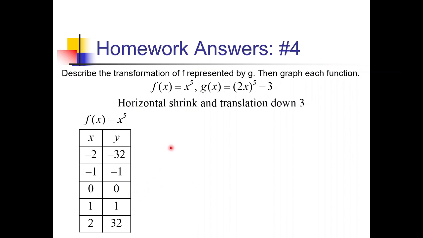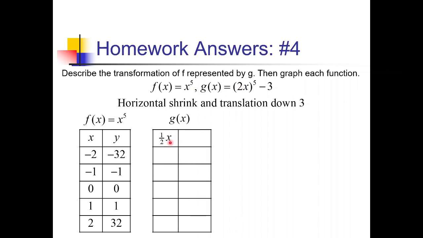So let's transform this now. For my rules, since I'm shrinking horizontally, this 2 means that I'm actually multiplying my x values by the reciprocal of 2, 1/2. So we'll do 1/2 x, and then this -3 means we're doing y - 3 to shift everything down by 3 units. So 1/2 times all my x values, -2 times 1/2 is -1. -1 becomes -1/2. 0 becomes, well, still 0. 1 times 1/2 is 1/2, and 2 times 1/2 is 1.